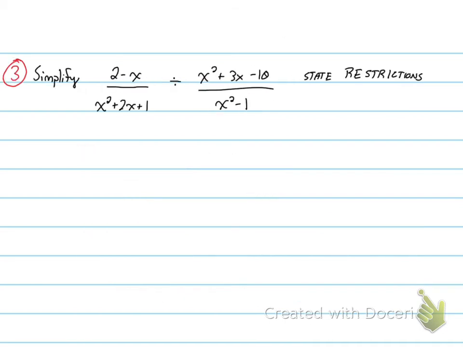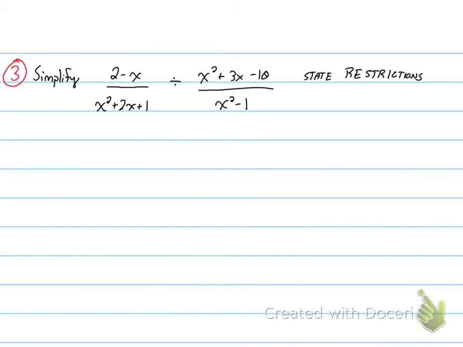The last problem that we're going to look at today deals with dividing, and this really just adds like one half step to the beginning. Here we have 2 minus x over x squared plus 2x plus 1, divided by x squared plus 3x minus 10 all over x squared minus 1. Now, division might be kind of weird, so I want to get this to a place that's just like that last example problem with multiplication.